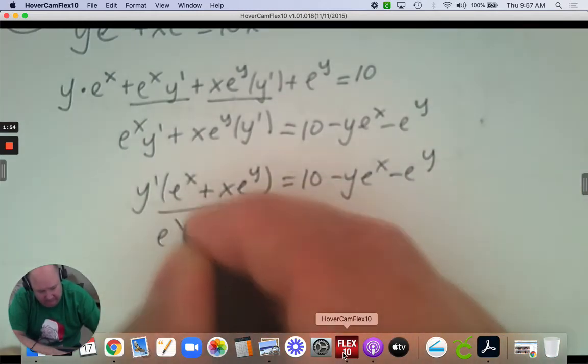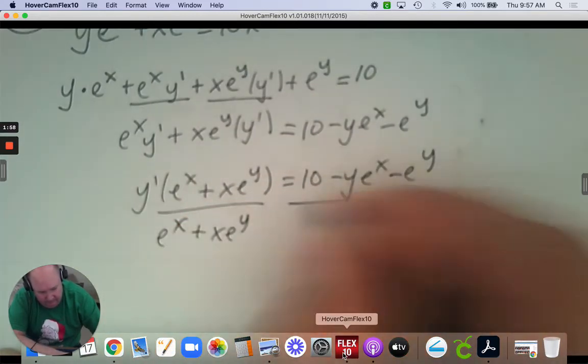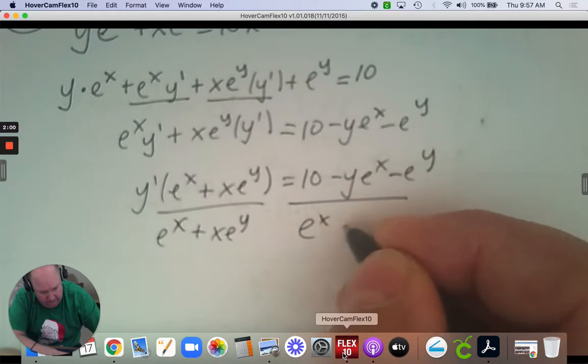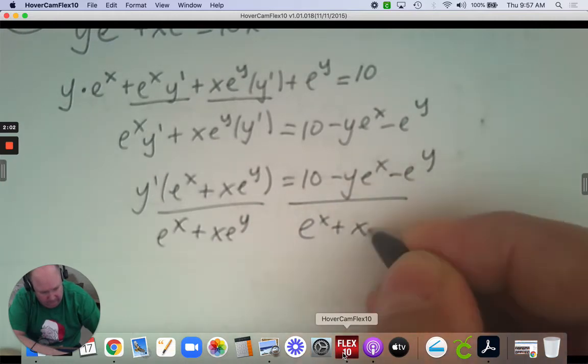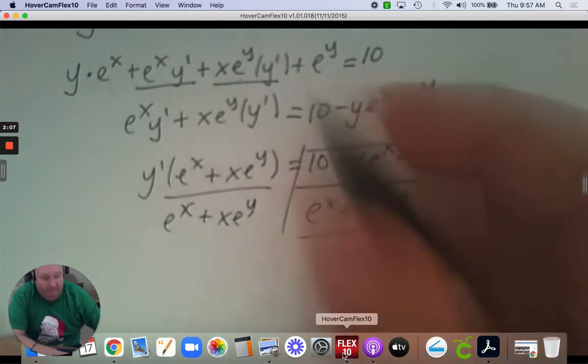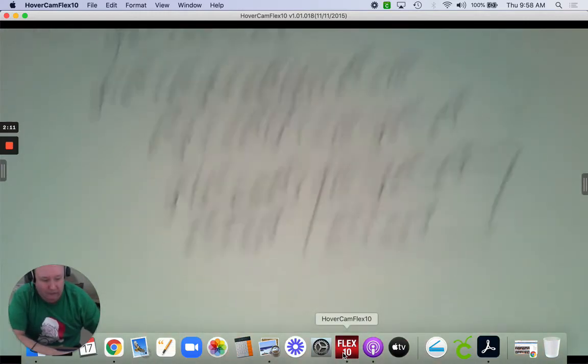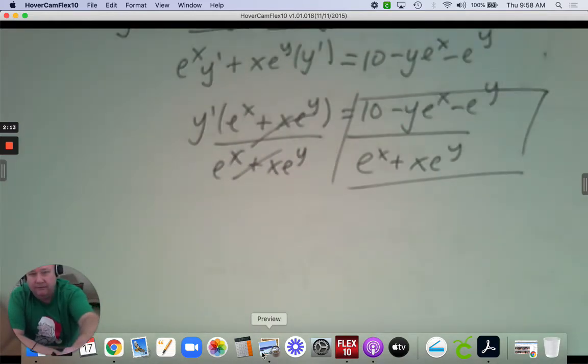Divide. And you have your answer. So that's implicit differentiation. Let's try number 12.